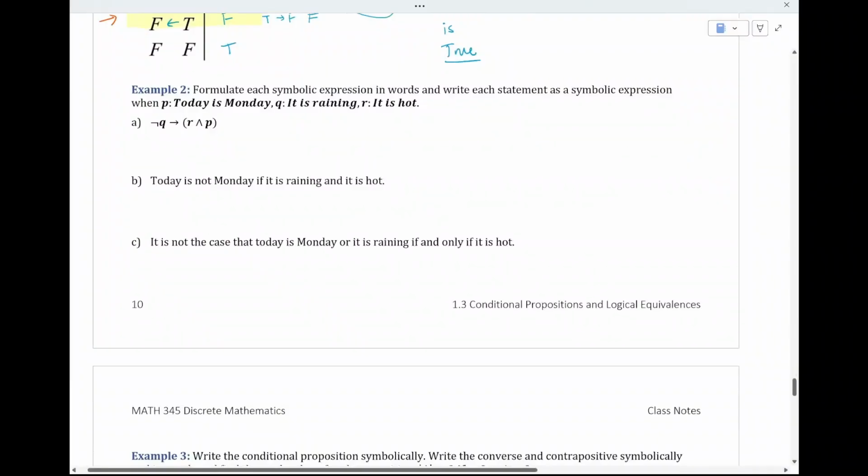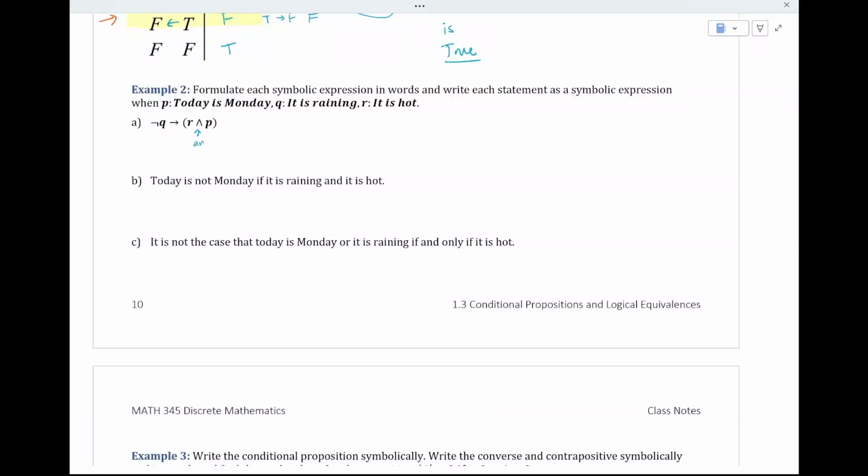Okay, we are ready for example 2. I want to formulate each symbolic expression in words, and I also want to do the opposite, write each statement as a symbolic expression. So we're doing both in this one example. In this one, P is today is Monday, Q is it is raining, and R is it is hot. First up, I have not Q implies R and P.